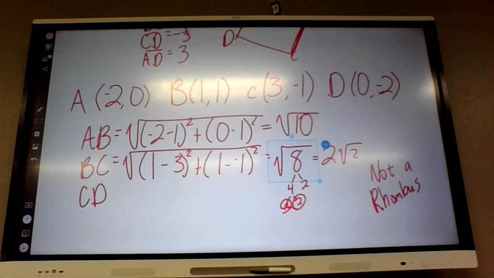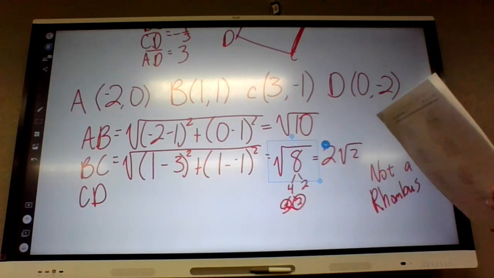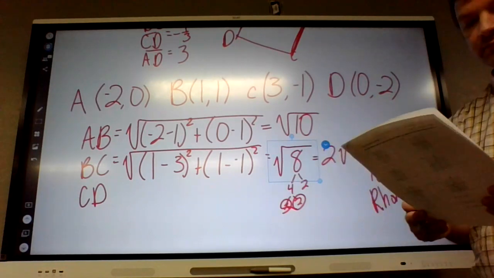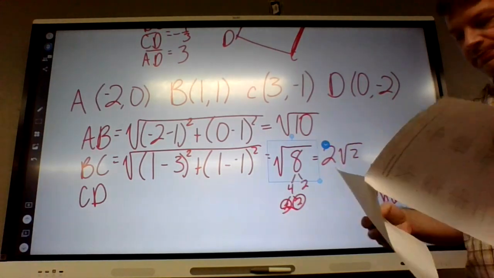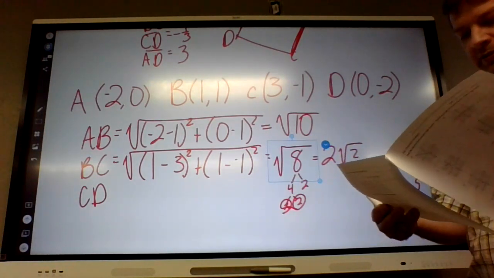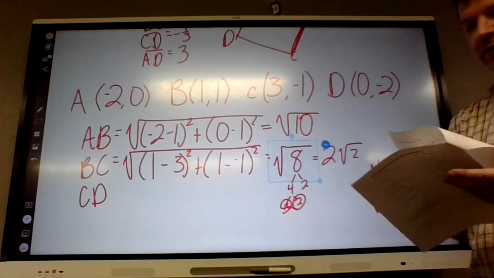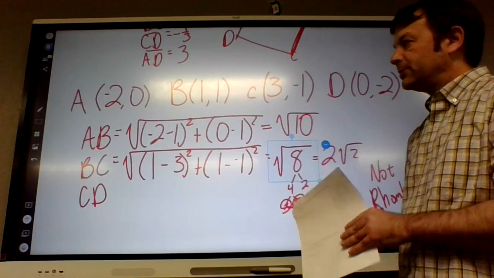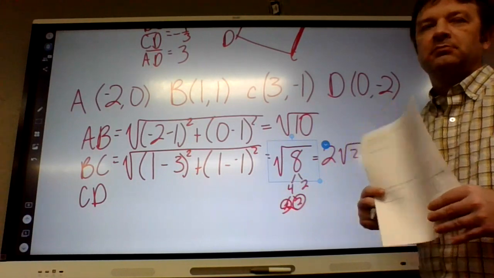So we have to draw that? Like on 3? Why do you think they put that graph over there, so you could draw it? But it's not a rhombus.